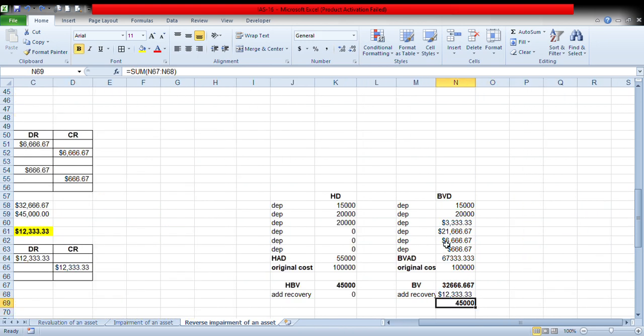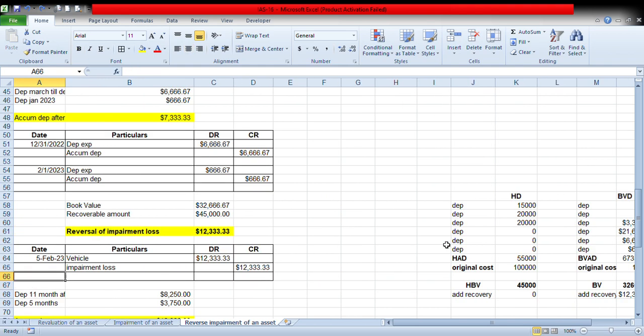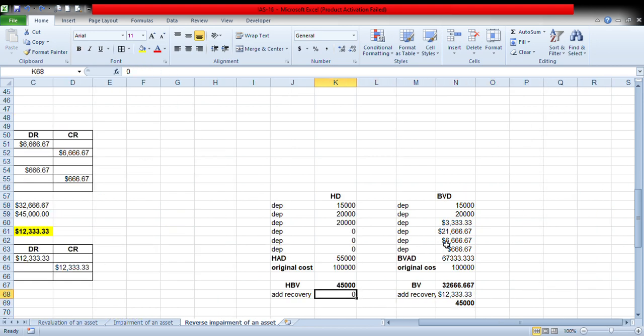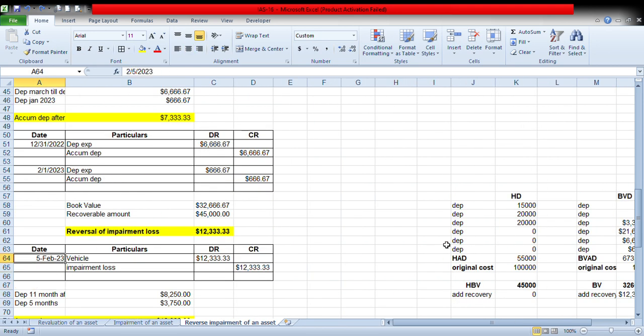So what we need to do is, we already calculated the reversal of impairment loss, which is the recoverable amount minus book value. We have the 12,033, and we already did the test, and the historical book value matches, right? The book value and the original historical book value match now after adding the recovery. We can't add the recovery to the historical book value, this is real life. That's why it matches now after recovery. This is the concept of recovery reversal.